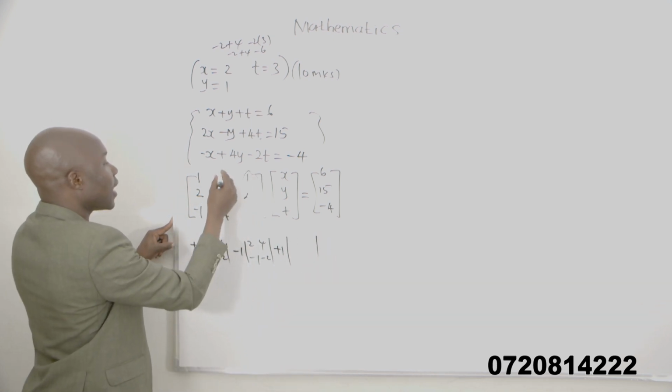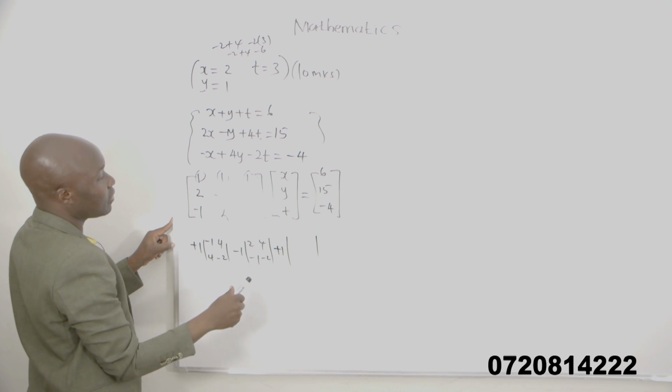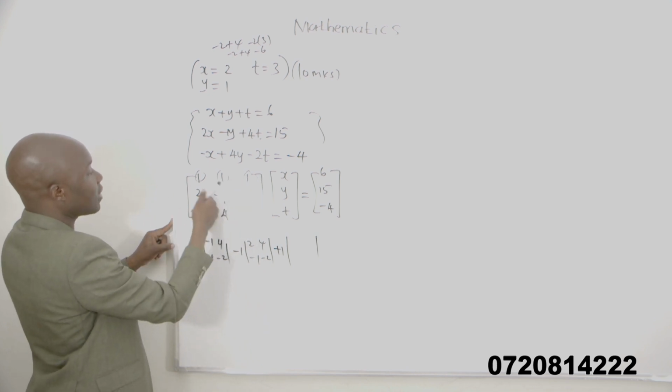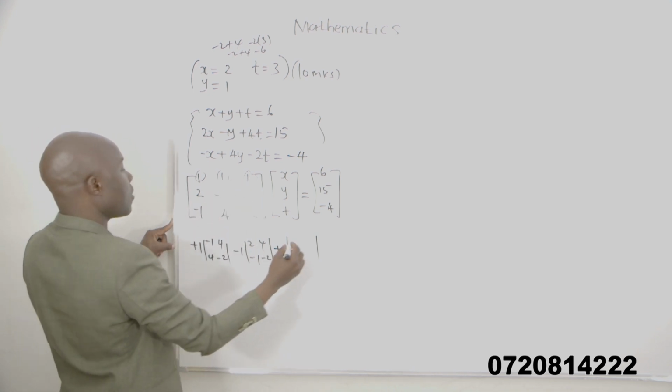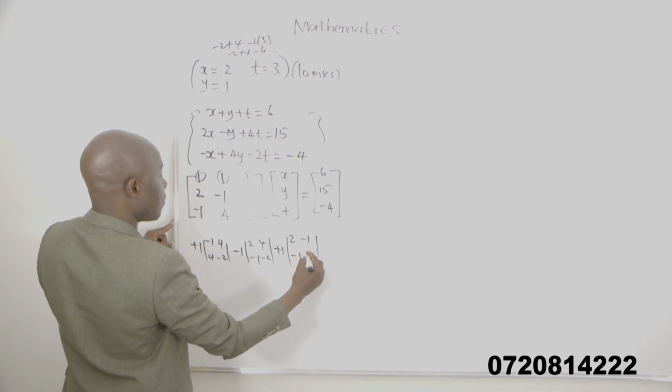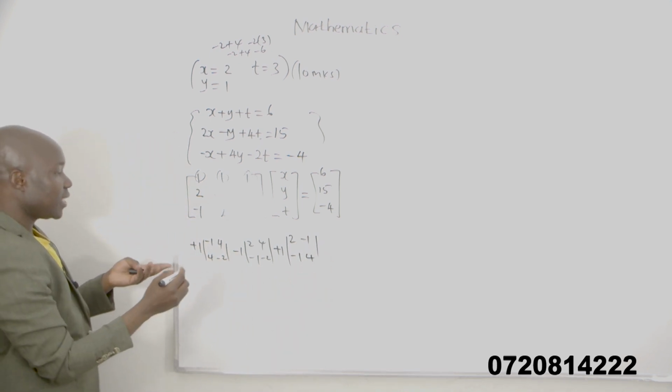If it is here, I've already identified that. So I'll delete this column and delete that row. So I'll remain with the 2, negative 1, negative 1, 4. Then we find this determinant.